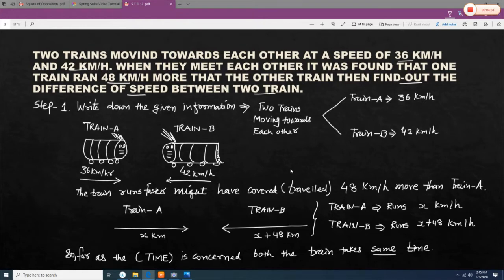Whatever information is given, I am going to put it up for your understanding, and I am going to put some pictures. The logic behind the questions is very important, and it makes it easy for you to understand. So let's say step 1. Let us write down the given information. Two trains moving towards each other. Towards each other means opposite to each other, so the direction is the opposite direction.